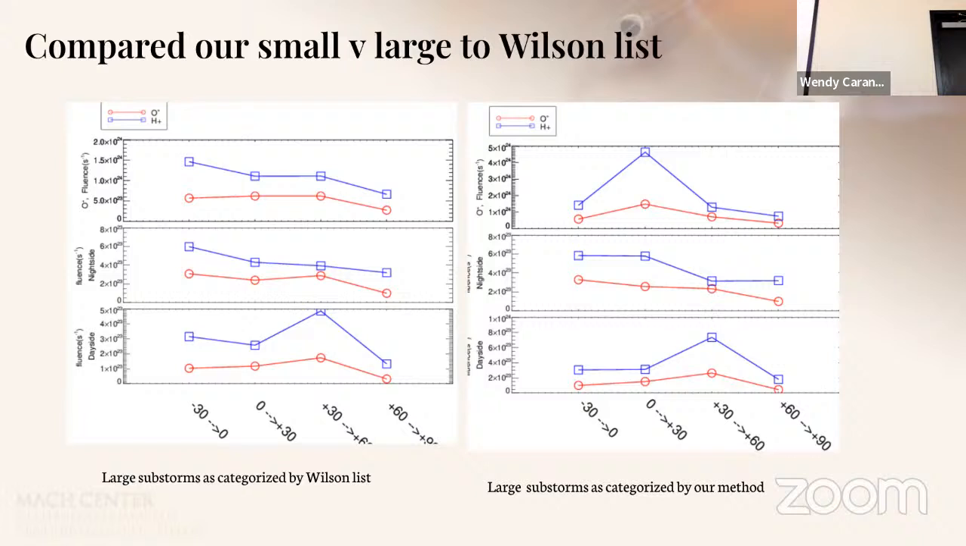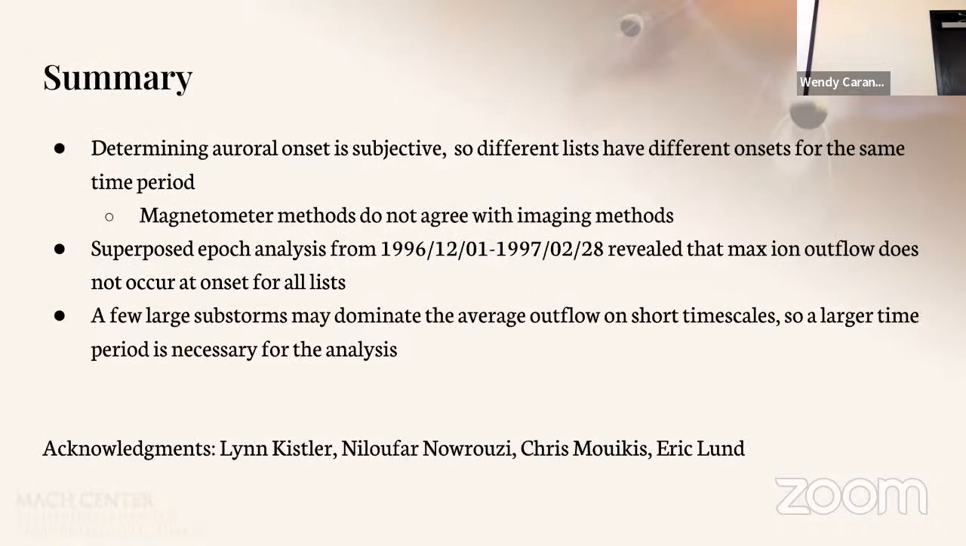Cool. And then I just had a question about how you showed in the summary slide, reiterating the point that the magnetometer methods don't agree with the imaging methods. I was just curious, does it seem like it's not just that they don't agree, but that the magnetometer methods are under detecting things, or is it literally that the overlap between the two methods is so small?